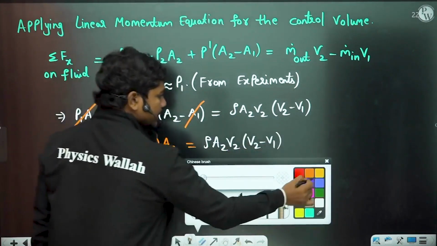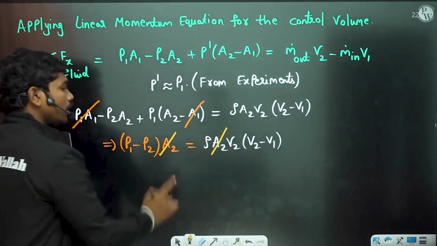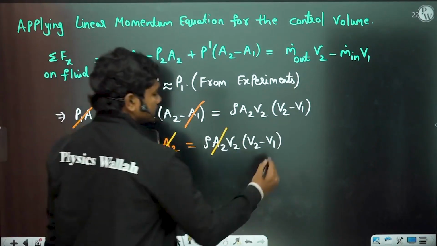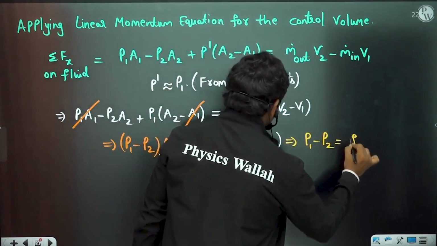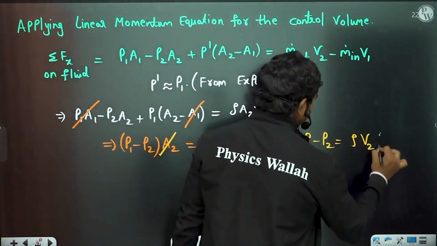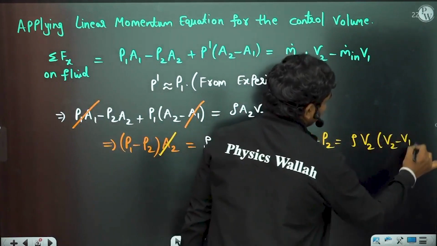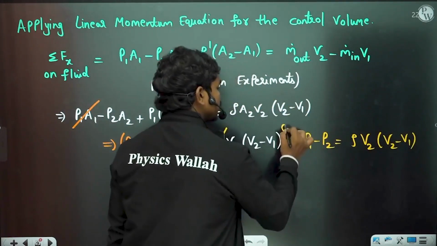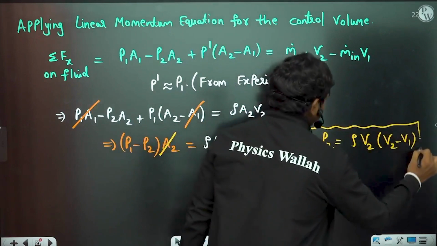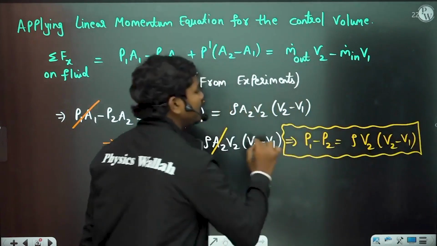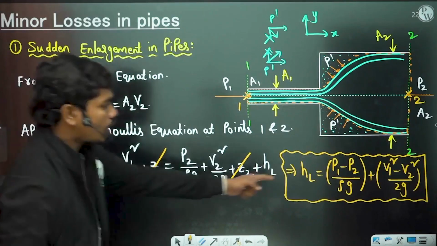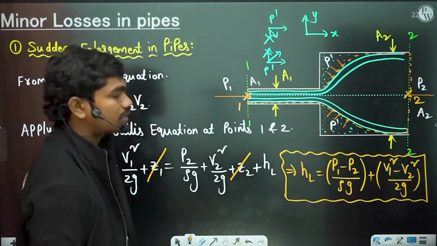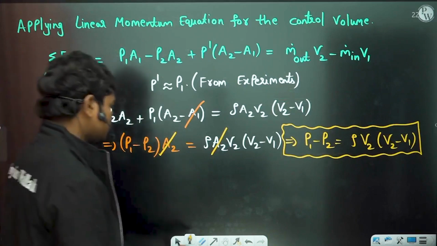So you can cancel this A2. If you cancel this A2, then the pressure difference between these two sections is rho V2 times of V2 minus V1 is what you have. Okay, so the pressure difference between these two sections is identified as rho V2 times V2 minus V1. So you got this expression for P1 minus P2. Now let us simplify.